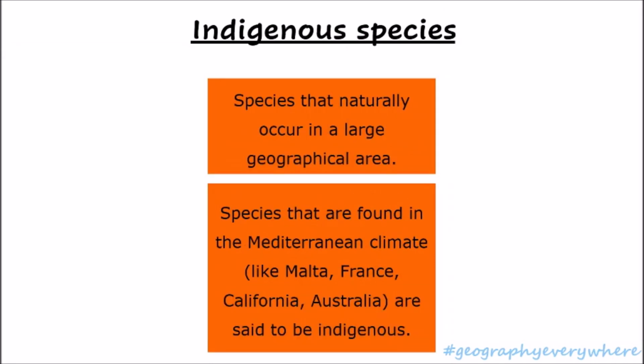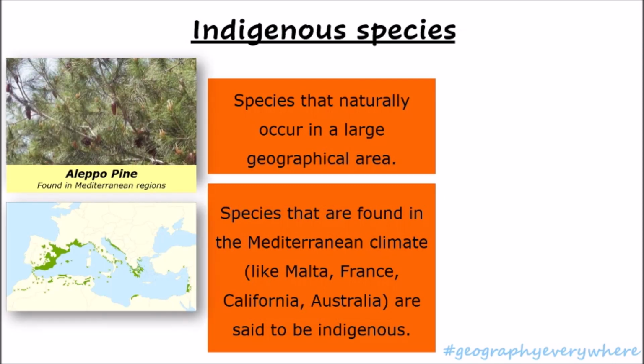So let's talk about species that live in larger areas. An indigenous species is a species that naturally grows or occurs in a larger geographical area. An example of this are species that are found in Mediterranean climates. So a species may be found in Malta, France, even California and Australia. These species are said to be indigenous to Mediterranean climates. An example is the Aleppo pine tree. The Aleppo pine tree can be found all over the Mediterranean.